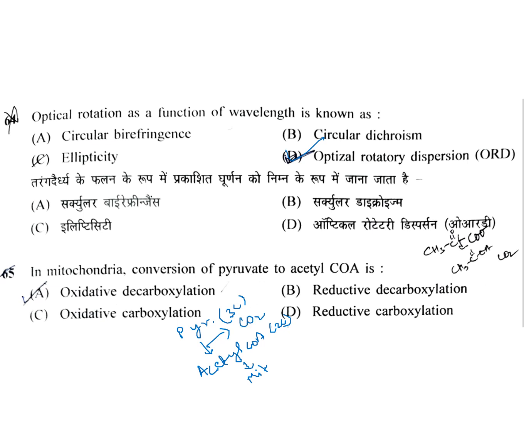So it is a decarboxylation reaction first of all, and if you remember, in this process one NADH is generated at this step. So this means that an oxidation-reduction is taking place. While pyruvate is converted to acetyl-CoA, oxidation is taking place. So it is an oxidative decarboxylation. The right answer is A.